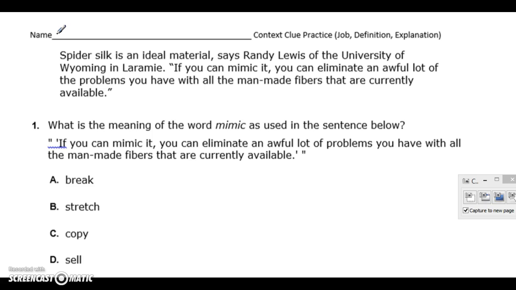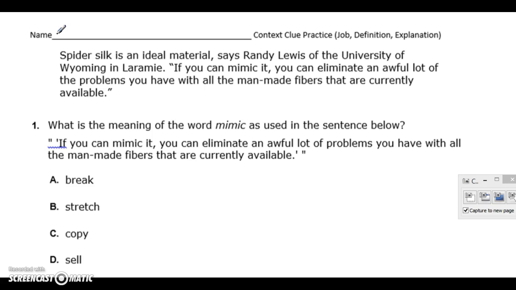And now we're going to read the passage for question 1. It says, spider silk is an ideal material, says Randy Lewis of the University of Wyoming in Laramie. If you can mimic it, you can eliminate an awful lot of the problems you have with all the man-made materials that are currently available. Here's the question. What is the meaning of the word mimic as used in the sentence below?